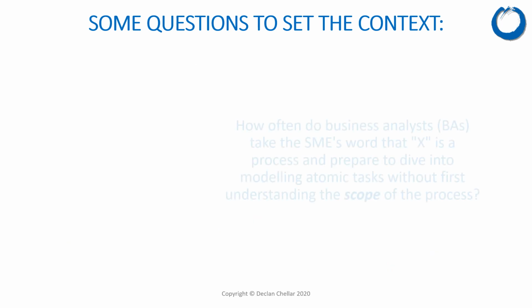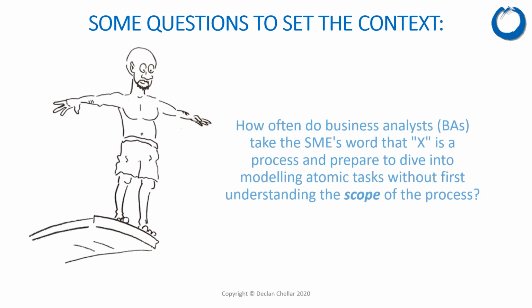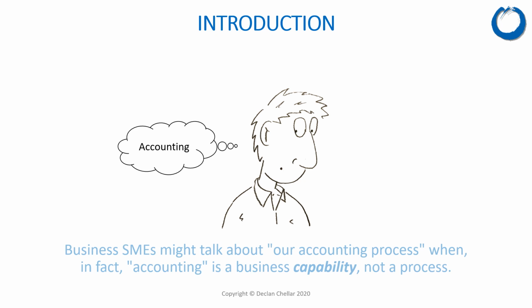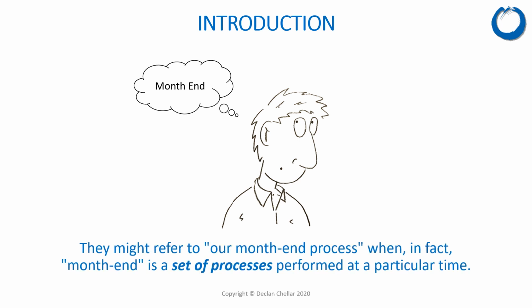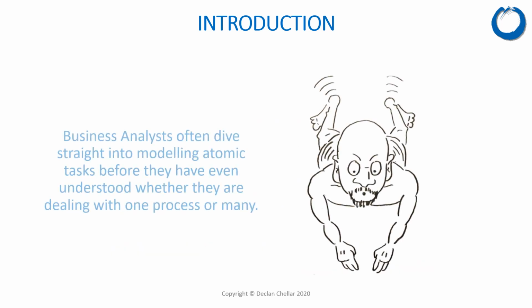How often do business analysts take the SME's word that X is a process and prepare to dive into modeling atomic tasks without first understanding the scope of the process? So let's get started. Business SMEs might talk about our accounting process, when in fact accounting is a business capability, not a process. They might refer to our month-end process, when in fact month-end is a set of processes performed at a particular time. Business analysts often dive straight into modeling atomic tasks before they've even understood whether they're dealing with one process or many.